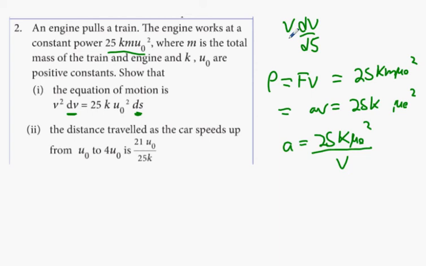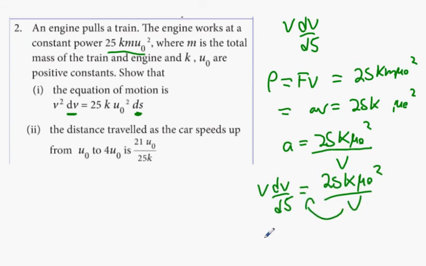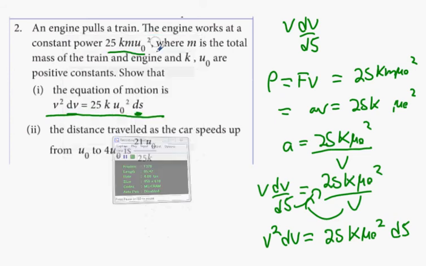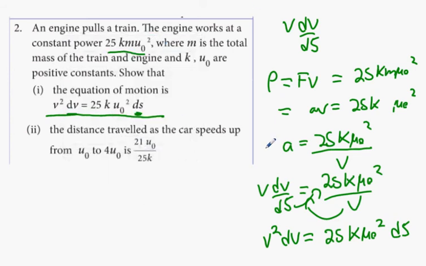Now we're going to choose v times dv ds equals 25k mu squared over v. We cross multiply the v on the bottom, so that v goes up to create v squared. The ds goes up, so it's v squared dv equals 25k mu squared ds. And that is there. Now we can see that we proved the first question.